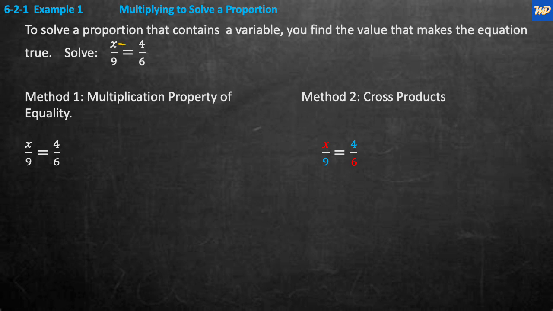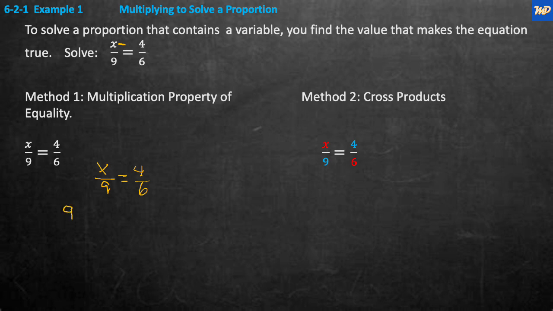There are two methods they're going to use here. One is called the multiplication property of equality, which we've seen before. To solve this problem, I'm going to rewrite it here: x divided by 9 is equal to 4 divided by 6. And what we do is we multiply by the inverse, or the reciprocal, of 1 over 9, which is 9.